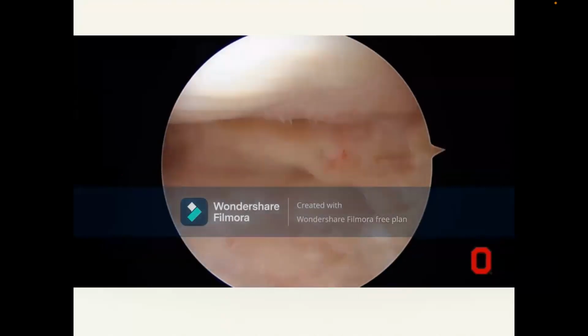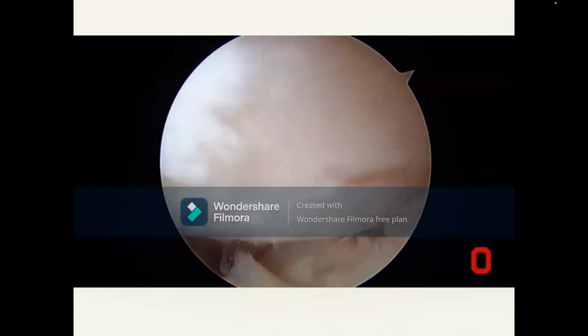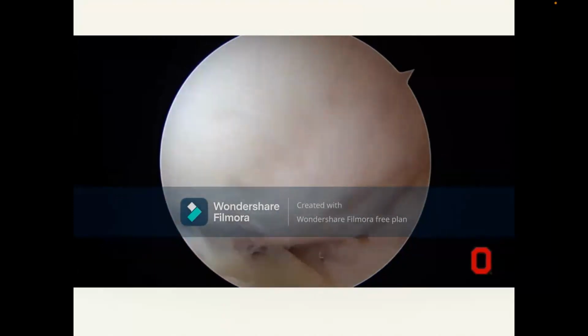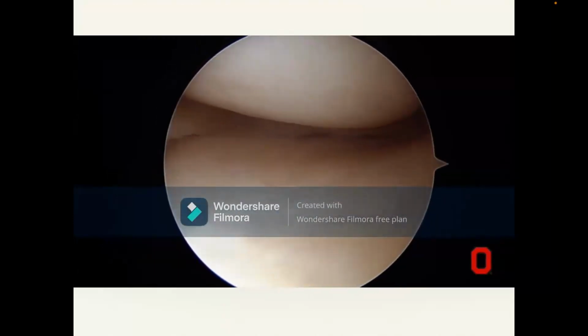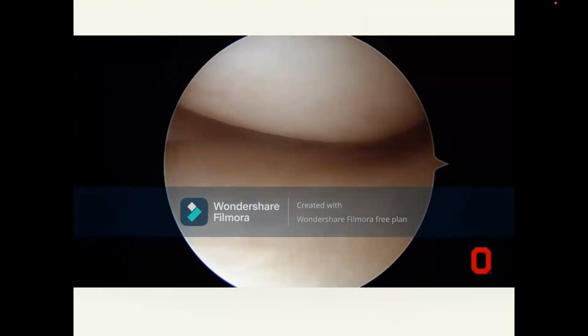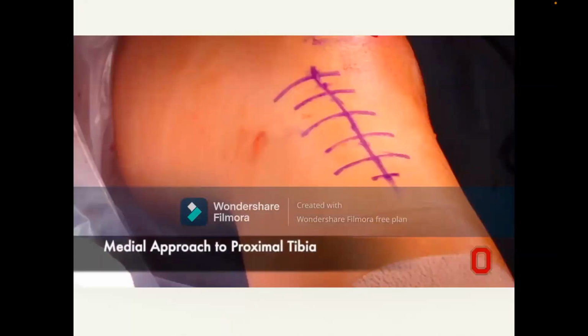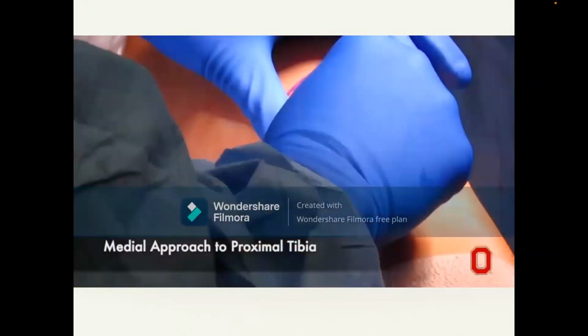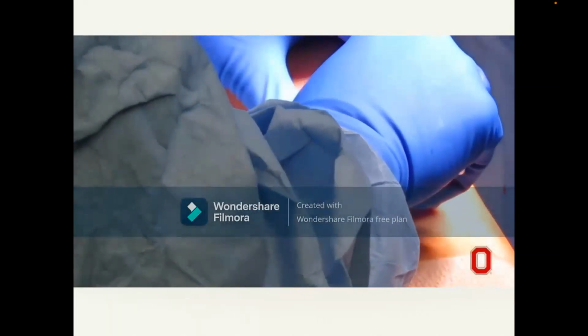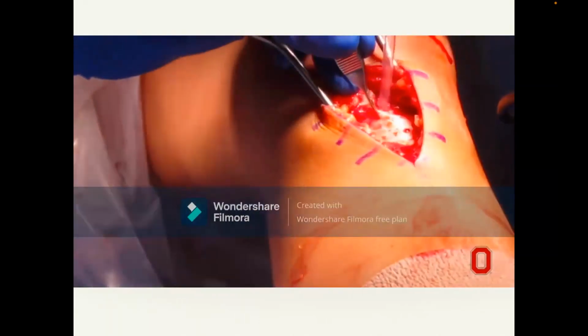This is a small video. This is a diagnostic arthroscopy done in the patient before correction. It shows the lateral compartment has been fully damaged, and the cartilage is damaged. The incision should be made. The patient's knee is flexed and the incision is made.